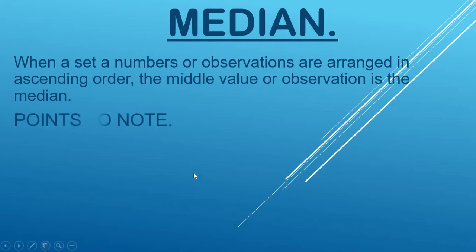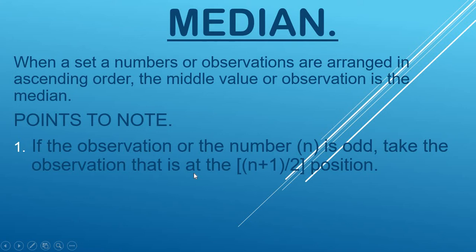Now, what is it saying? The first point is that if the number of observations is odd, take the observation that is at the position (n + 1) over 2. Now, what does this mean? You are given a set of numbers, and the count of those numbers is odd. I'll be explaining with an example shortly, so don't worry. So when the count is odd, we take the observation at the (n + 1) over 2 position.